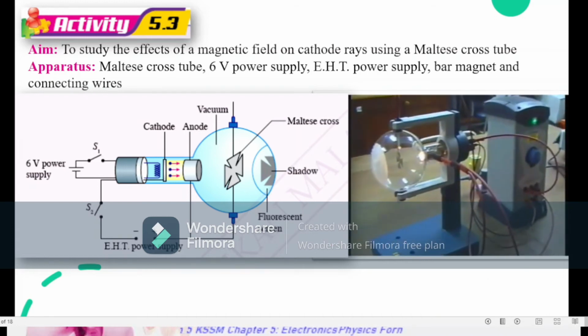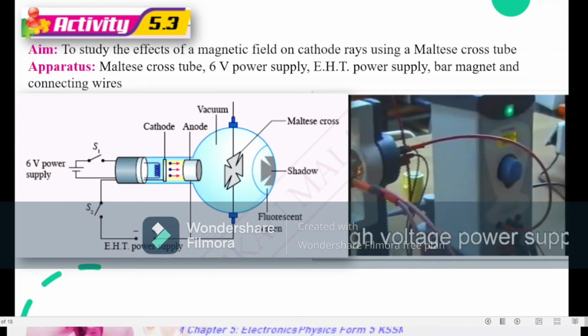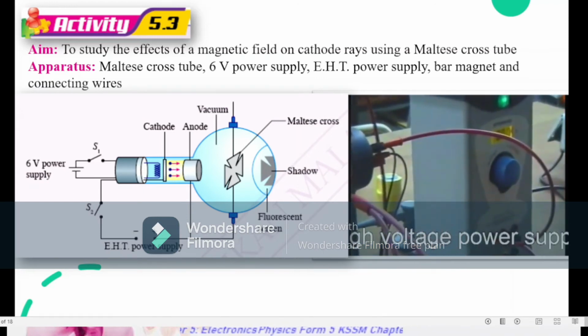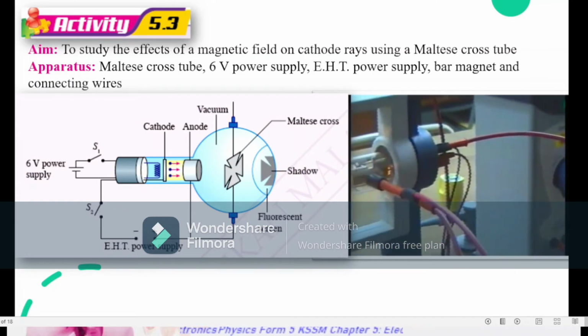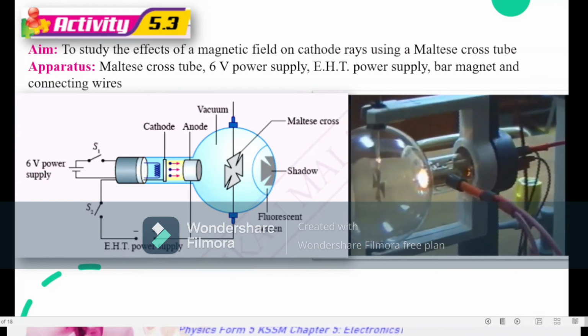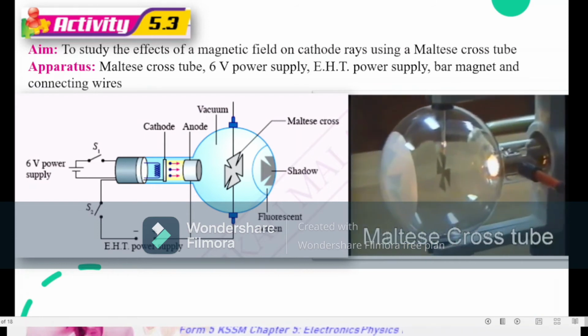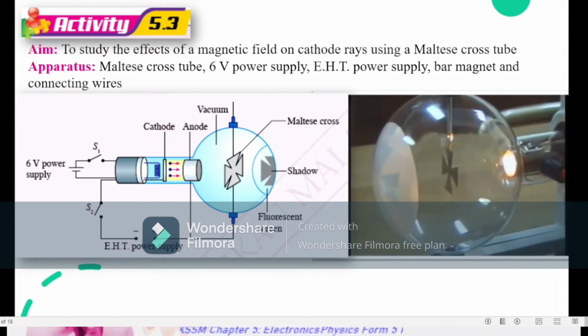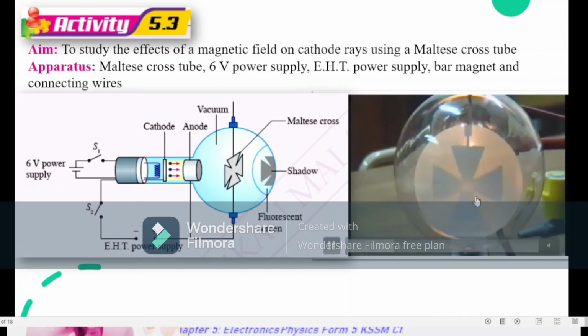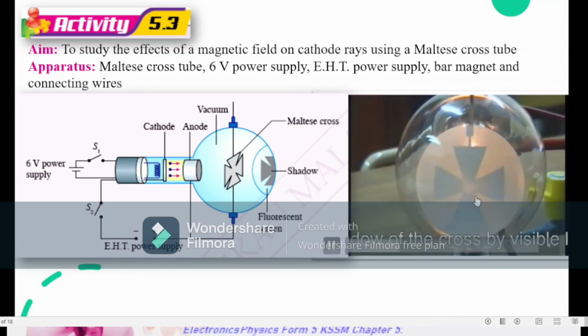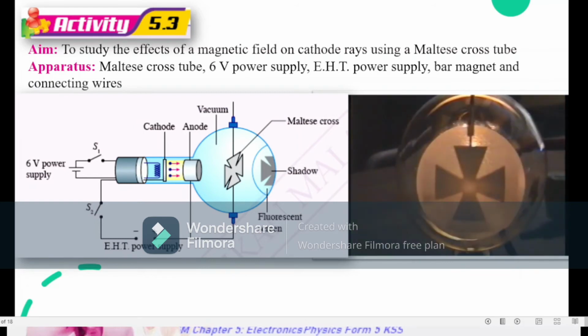So this is a multi-cross tube that connected to EHT power supply, very high voltage power supply, 2000 to 4000 volt. So this is a multi-cross. When this S1 is turned on, you can see a shadow surrounded by yellowish color, means the shadow is formed by filament, showing that light travel in a straight line.